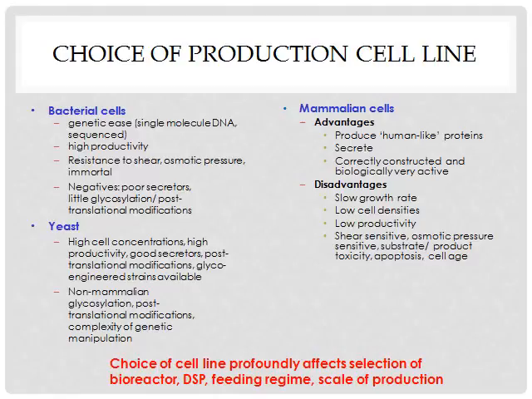One can use mammalian cells. These have the advantage of producing human-like proteins. They can be engineered to be high secretors, and they can correctly construct proteins that are biologically active. Their disadvantage is they generally have slow growth rates. They only grow to low cell densities. As a result, they have low productivity, and they're extremely sensitive to the shear force of the bioreactor and the osmotic pressures. They are substrate and product sensitive. They also can be affected by apoptosis, and their cells age.